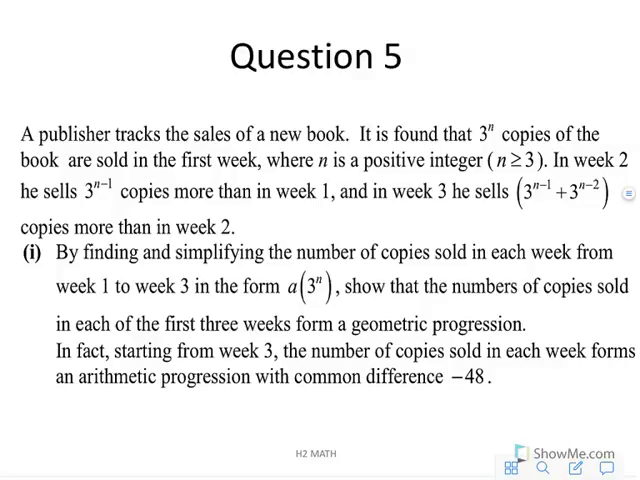Okay, a publisher tracks the sales of a new book. It's found that in week 1, you sell 3 to the power of n copies. And in week 2, I sell 3 to the power of n minus 1 copies more than in week 1.